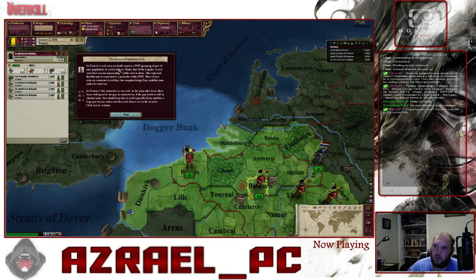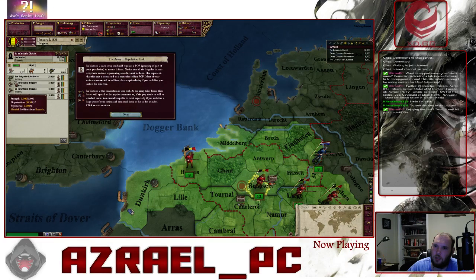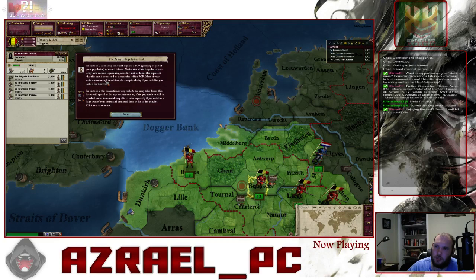In Victoria 2, each army you build requires a pop, grouping a part of your population to recruit it from. Notice that all the brigades in your army have an icon representing a soldier next to them. This represents that this unit is connected to a particular soldier pop. Most of your units are connected to soldiers, the exception being if you mobilize your nation for total war. In Victoria 2, this connection is very real.